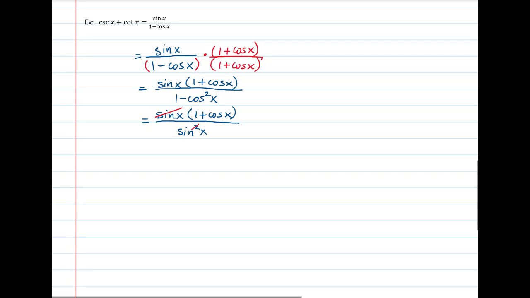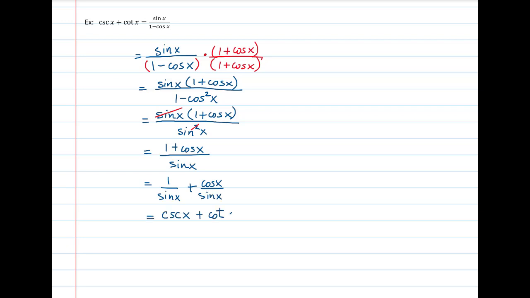You notice how that sine cancels out. I have a sine x on top, sine squared on the bottom, so one of them cancels out, and I end up with 1 plus cosine x on the top divided by sine of x. I can split the sine into both terms here, and I can do that because I have just one monomial expression on the bottom denominator. And so splitting it into the two terms here, I get cosecant x plus cotangent x using our fundamental identities.